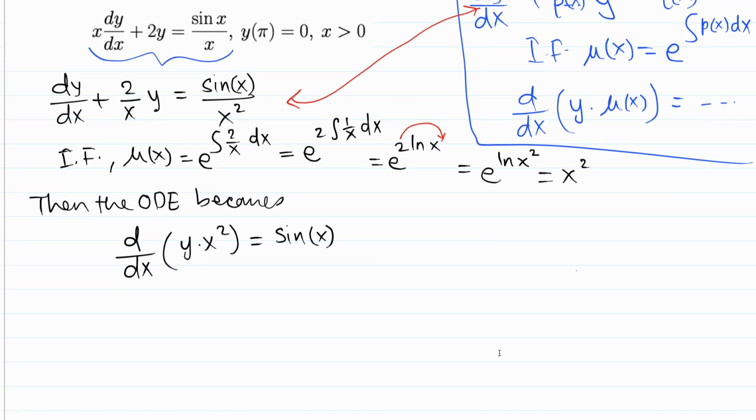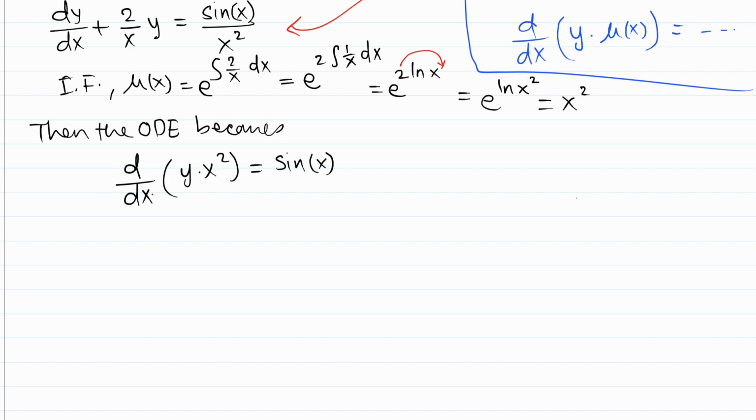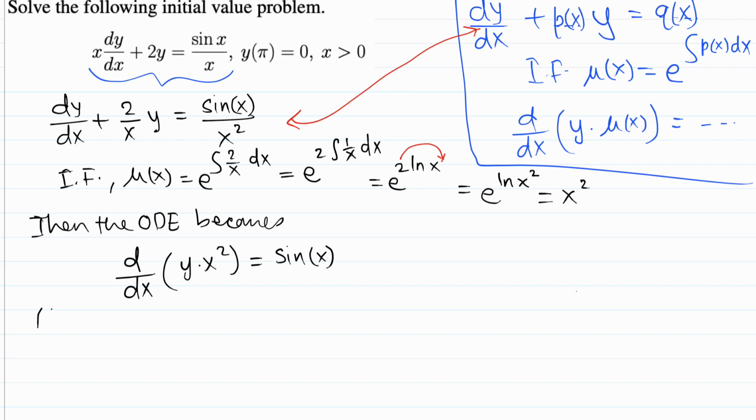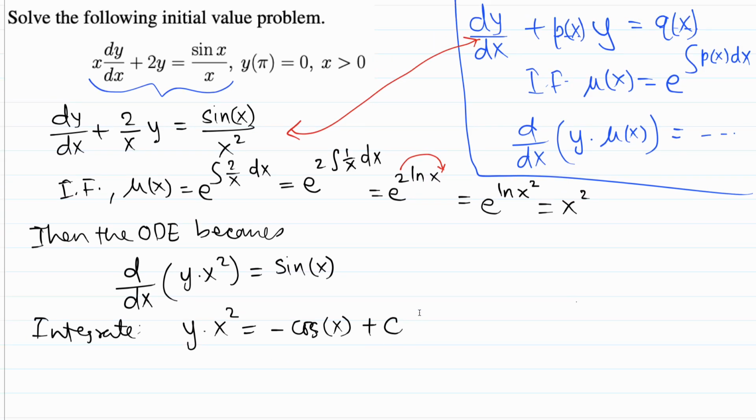Let's do that. So let's integrate both sides with respect to x. When we integrate, y times x squared equals the antiderivative of sine x, that's negative cosine x, plus c. Now the value of this constant of integration can be evaluated using the initial value. We can find the value of c now, then solve for y, or we can isolate y now, then find the value of c.